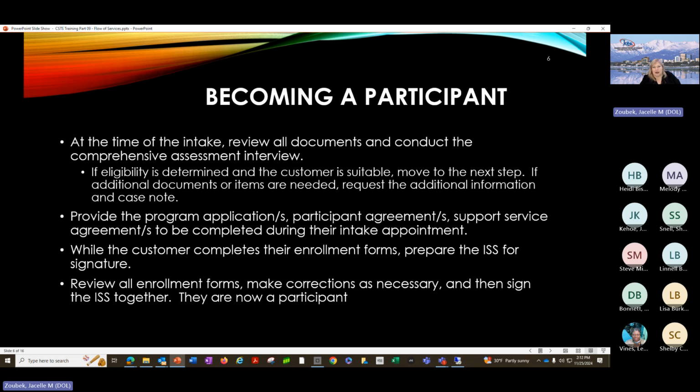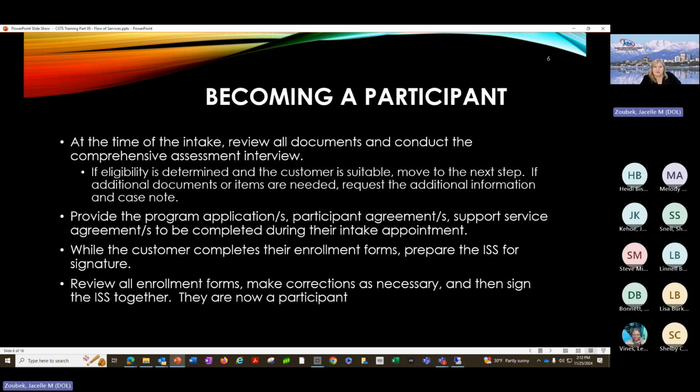This is not always going to happen that way. Sometimes there are so many meetings happening during assessment, depending on your participant, their background, their resources, obstacles that they may be experiencing. Also, if they're a minor and they need a parent or guardian there, sometimes that can't just happen in the same day. But you want to review all those forms, make corrections as necessary, and then sign that ISS together.